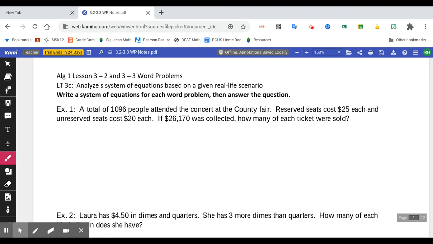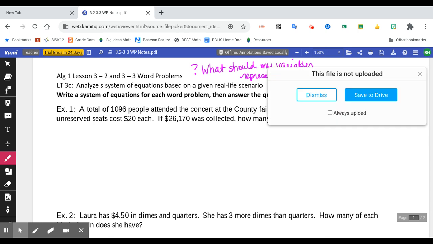So a couple of things I want you to remember is that you have to first pick what your two variables are going to be about. So your question to yourself is, what should my variables represent? All right. So what is the entire problem about? Okay. That's what you're asking yourself. And it should be two main things. So you should have like your X and your Y or whatever variables you choose to use.